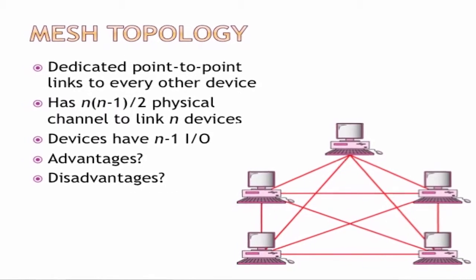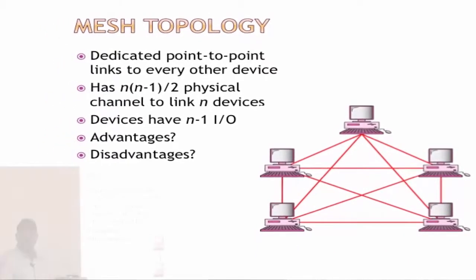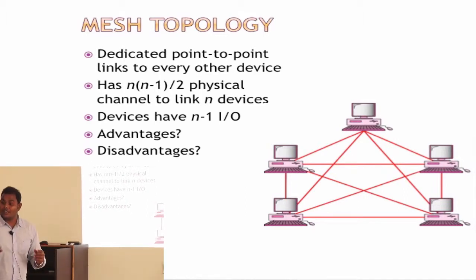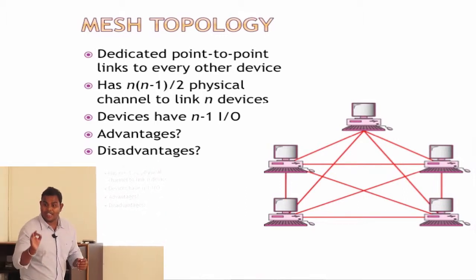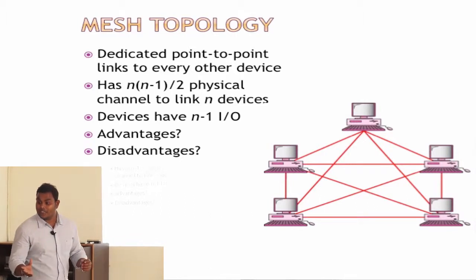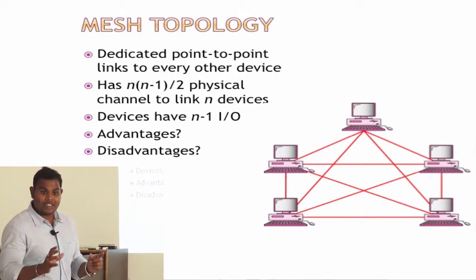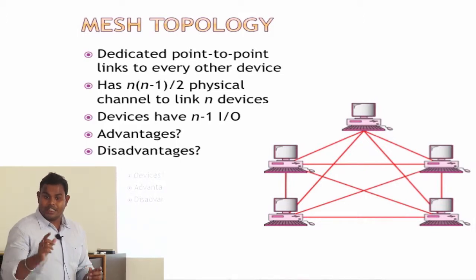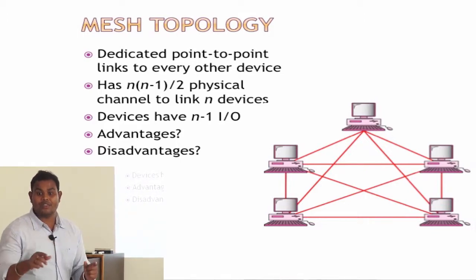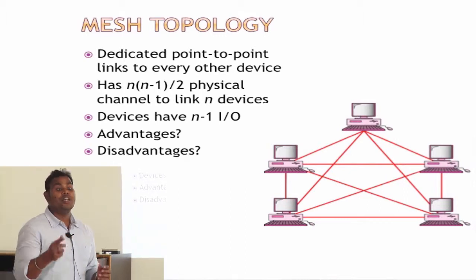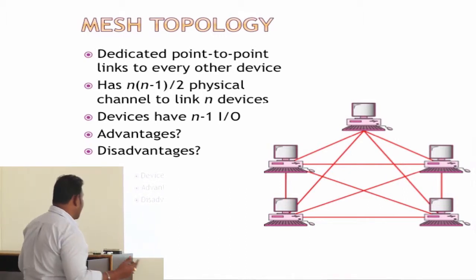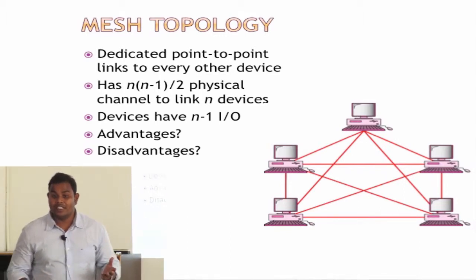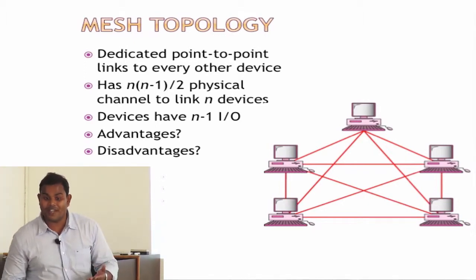So we can calculate the number of links required to connect a mesh topology. How? Each computer has a dedicated link to all other computers. So with n computers, there are n minus 1 rest computers. One computer has to be connected to n minus 1 computers. So n minus 1 is for one computer; for n computers it is n into n minus 1, and if that is a full duplex transmission, then it is n into n minus 1 by 2.